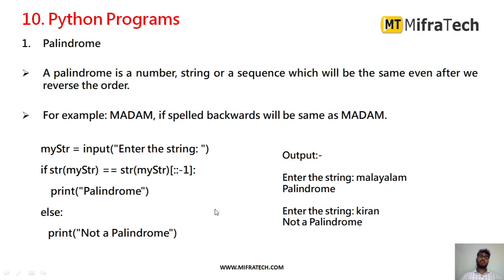So this is how you can write a palindrome program in order to check whether a given string is a palindrome or not. The main thing we are doing is comparing our entered input string with the reverse. After reversing the string, we compare the reverse string and the original string. If both match, it is a palindrome, otherwise it is not a palindrome.